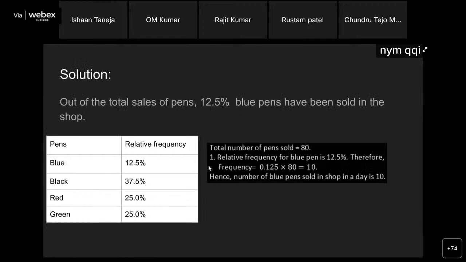So we know that 12.5% of pens were blue, or in general, you can say that 0.125 proportion of the total is blue pens, right? Recall the formula of relative frequency. It involves three terms: frequency, total frequency, and relative frequency, and of those three terms, we know two. We know the relative frequency, it's 0.125. We know the total frequency, it's 80. So we can plug in the values and find the frequency, which comes out to be 0.125 into 80, which equals 10. So there are 10 blue pens sold in that shop.